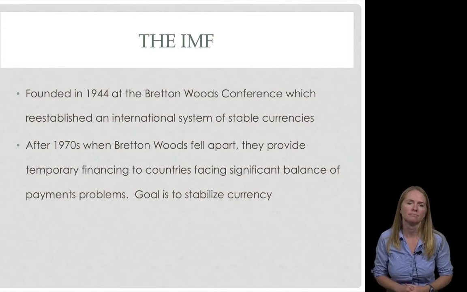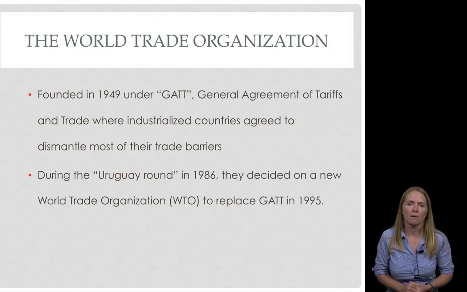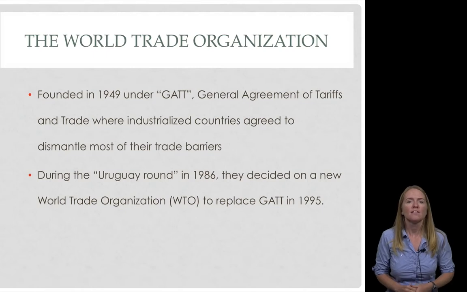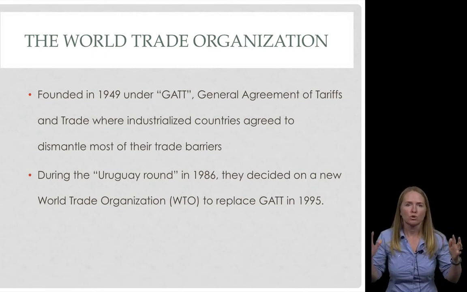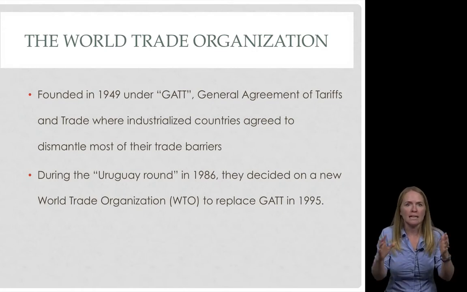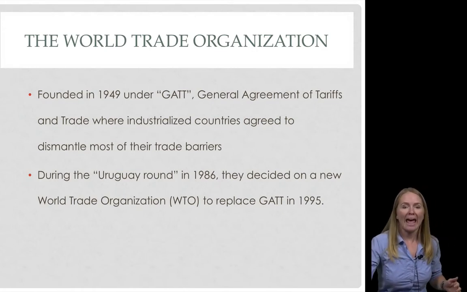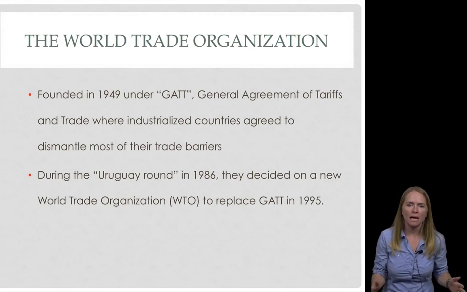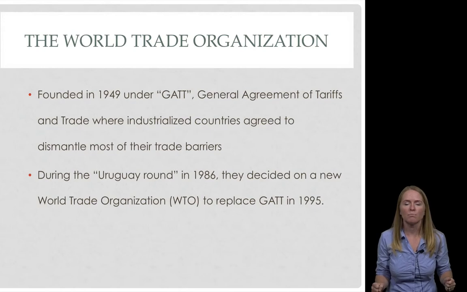That was their mission. The third organization we're going to talk about is the World Trade Organization, and we throw this organization into a lot of our discussions when it comes to world trade. These guys were founded in 1949 under GATT, the General Agreement on Tariffs and Trade. This was industrialized, rich countries working together to eliminate tariff barriers and non-tariff barriers to trade.